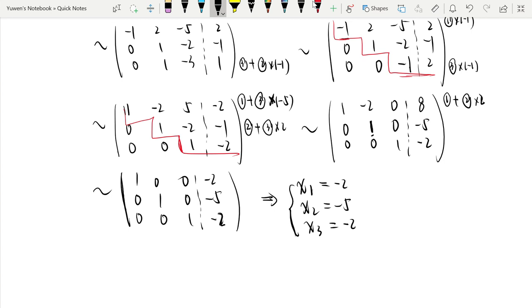Actually, each time we reduce the augmented matrix to the reduced row echelon form, then the corresponding linear system is the simplest form. Sometimes it's actually the solution. That's the linear system.